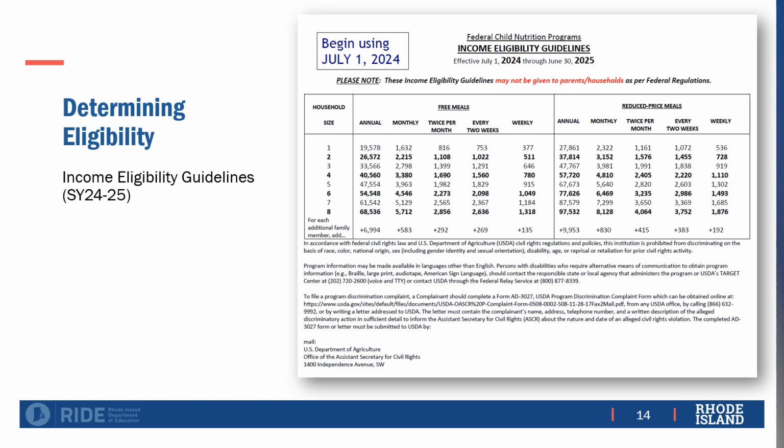This chart gets updated every year, and you will receive the most updated version from us each year when we send out meal benefit applications and other related documentation. Please note that according to federal regulations, the eligibility guidelines may not be distributed to households or families.